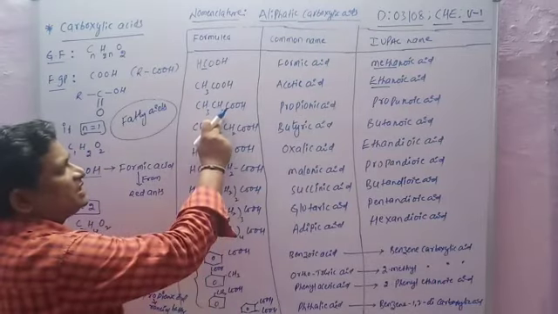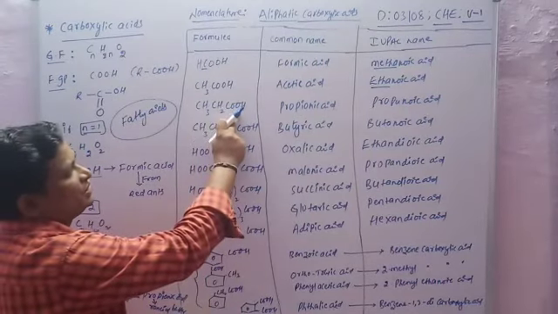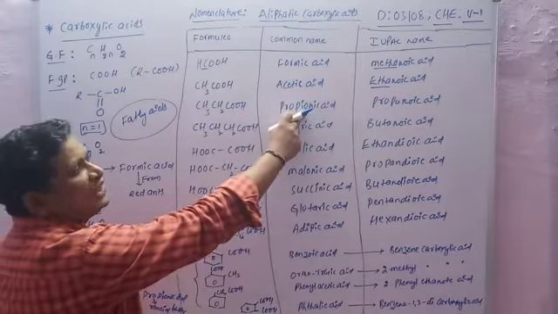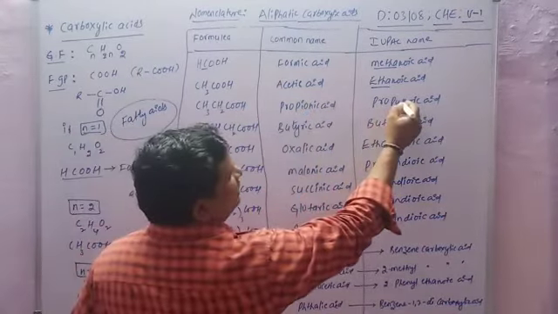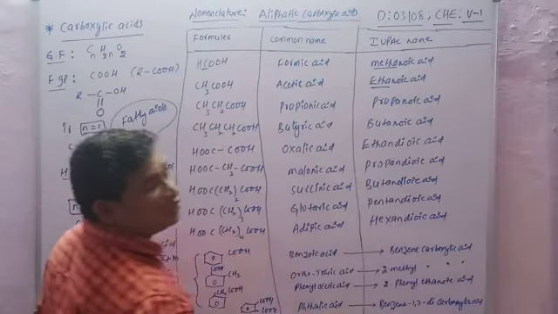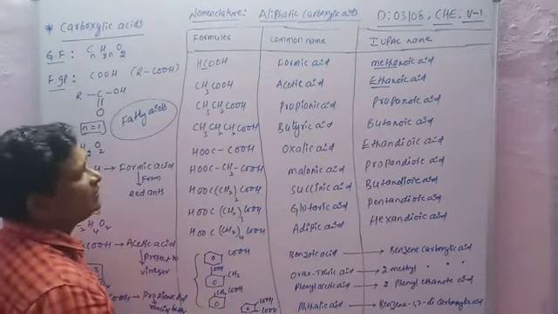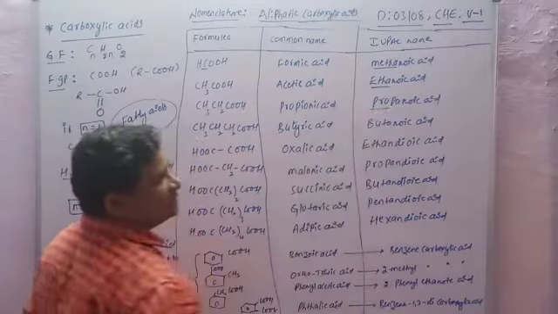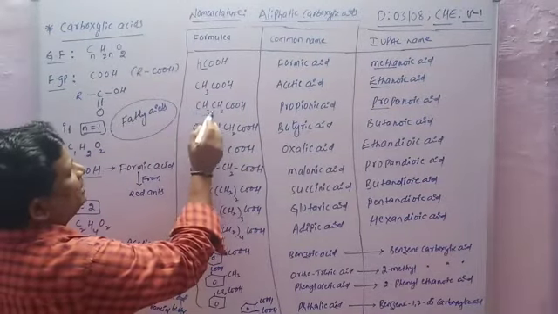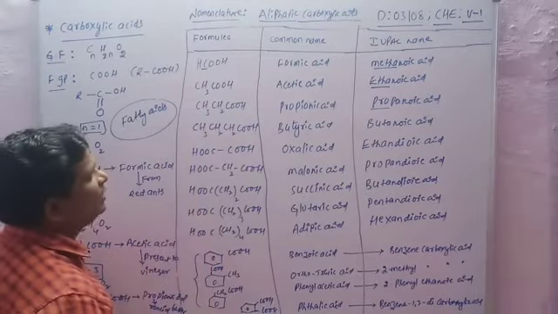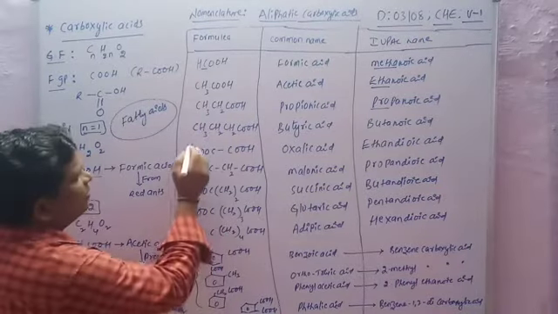Next, CH3CH2COOH. This is propionic acid. Its IUPAC name is propanoic acid. Prop means the number of carbons is 3. So it is 1, 2 and 3. Propanoic acid.